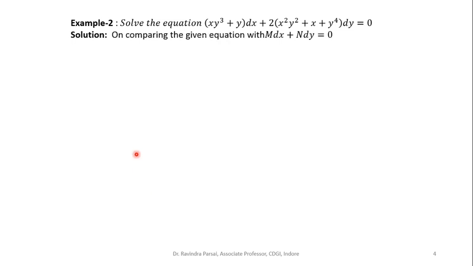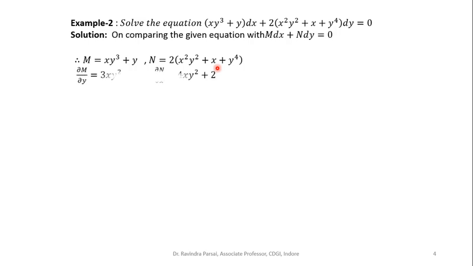For this, your first step is to compare the given equation to the pattern M dx plus N dy equal to 0, and therefore you will find the capital M and capital N values here. M is equal to xy cube plus y, and N is equal to 2 of x square y square plus x plus y raised to 4.